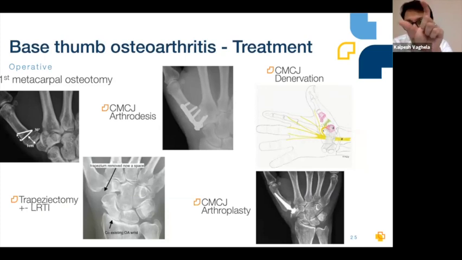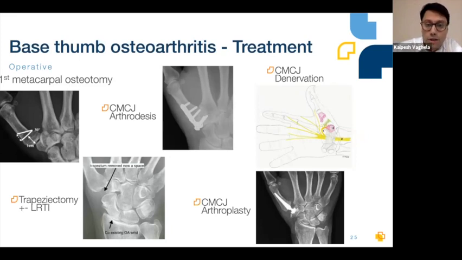So what that does, it realigns the metacarpal so that not so much joint reaction force goes to the volar arthritic part of it, and then redistributes the load dorsally so that they bear weight and articulate on cartilage, which is in good condition. In young active labourers, you might want to offer them something called a CMCJ arthrodesis.